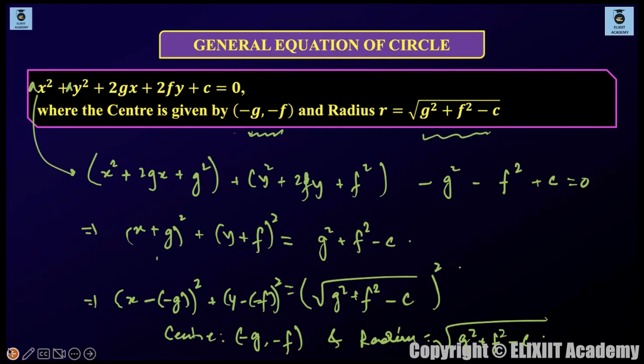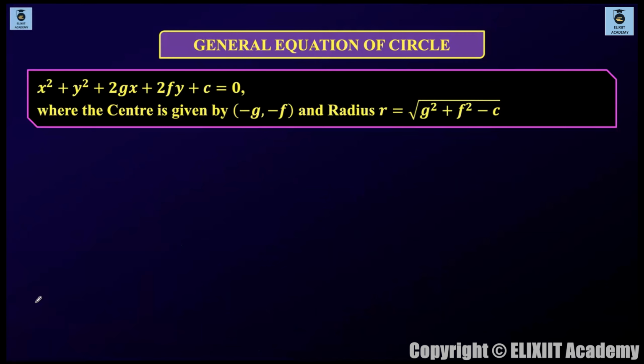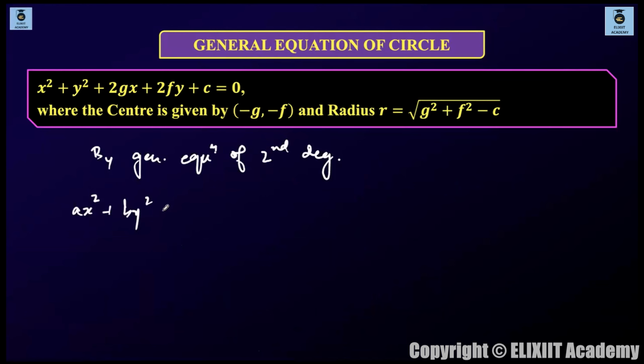Now you will ask the question: compare with this? You compare with the general equation of second degree. By the general equation of second degree, what do we know? ax square plus by square plus 2hxy plus 2gx plus 2fy plus c is equal to 0. This is the general equation of second degree. Last class we have studied.